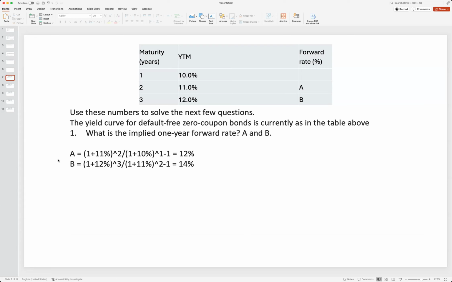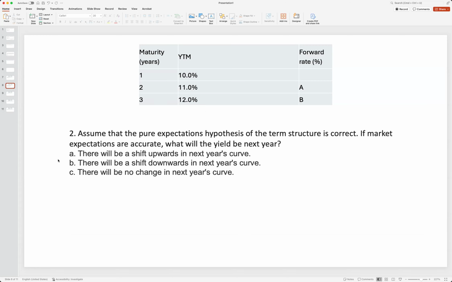Just to remind ourselves, the forward rate under the expectations hypothesis equals the future rate of return at that point in time. Okay, so the second question says, assume that the pure expectations hypothesis in the term structure is correct. Now, if market expectations are accurate, what will the yield curve be next year? A, there will be a shift upwards in next year's yield curve. B, there will be a shift downwards. And C, there will be no change in next year's yield curve.